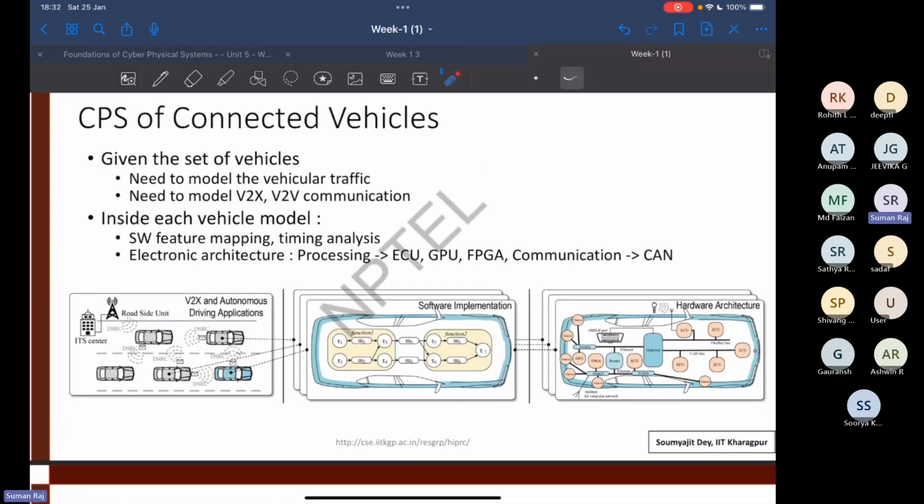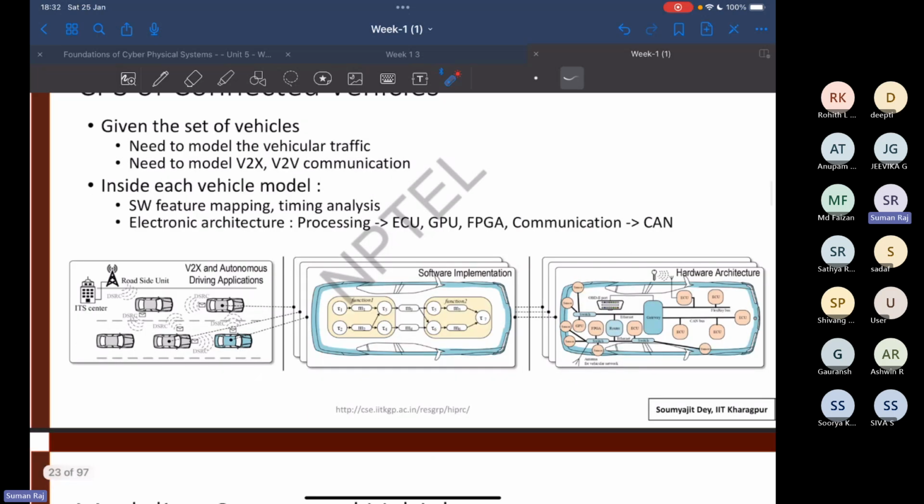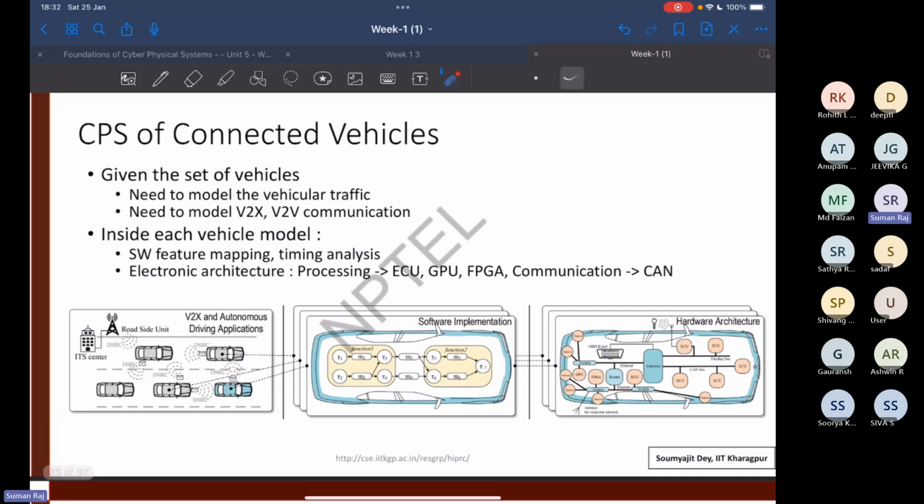CPS of connected vehicles is one more important thing nowadays, as autonomous vehicles are for real. So let's say we have these autonomous vehicles, then we have, number one, a software implementation for each of these vehicles, and then you have a hardware architecture for each of them as well. In the software you need to have the feature mapping and timing analysis so that you have these real time performances, and then you need to have your architecture ready so that you can process those things in real time.